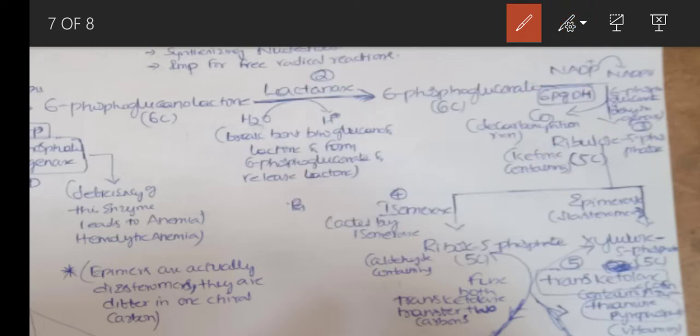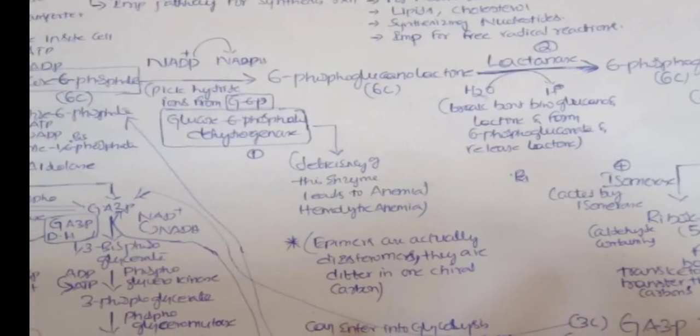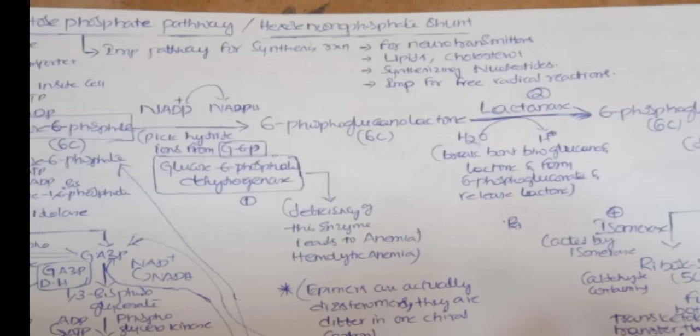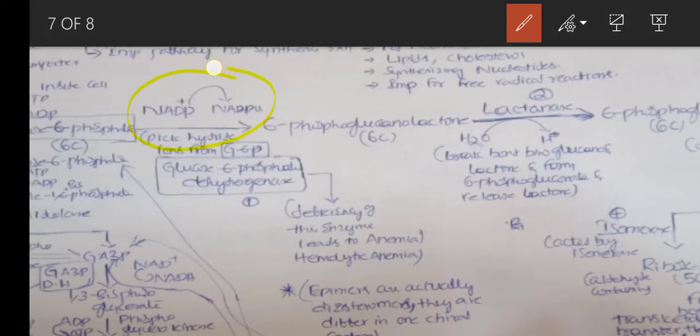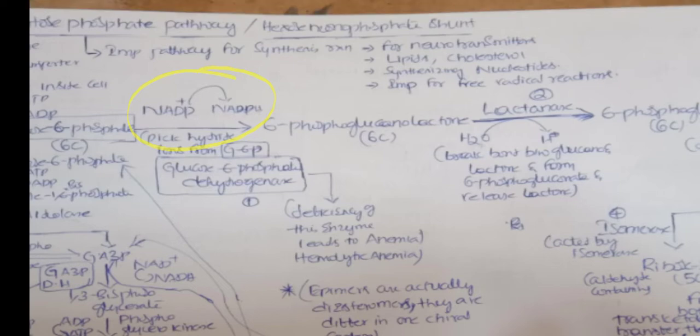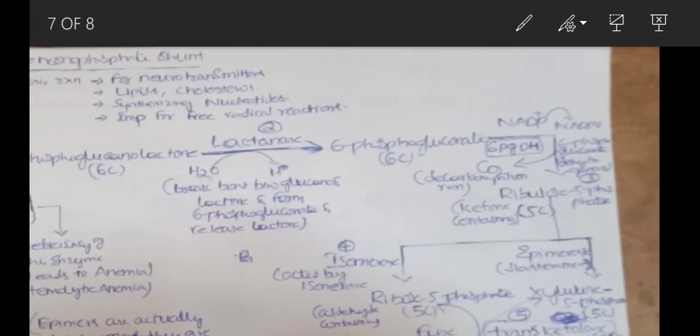Ribulose 5-phosphate. We already know this is a dehydrogenase enzyme, so NADP or NAD will be converted, or FAD will be converted to FADH2 or NADPH. In the previous step one NADP was converted to NADPH, and in this step also one NADP is converted to NADPH. So in total 2 NADPH are formed.